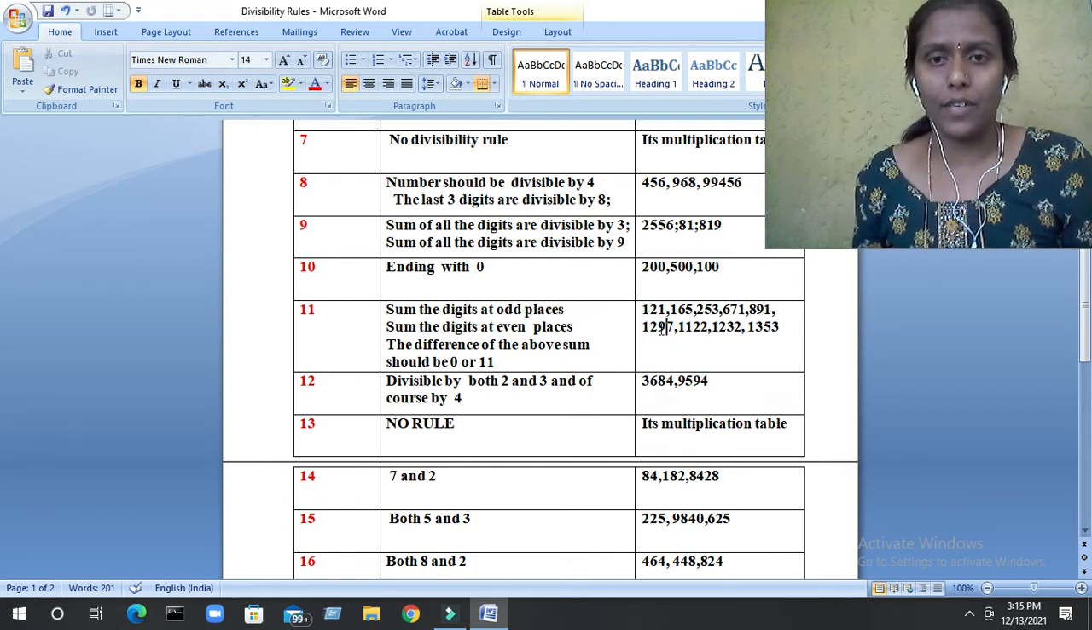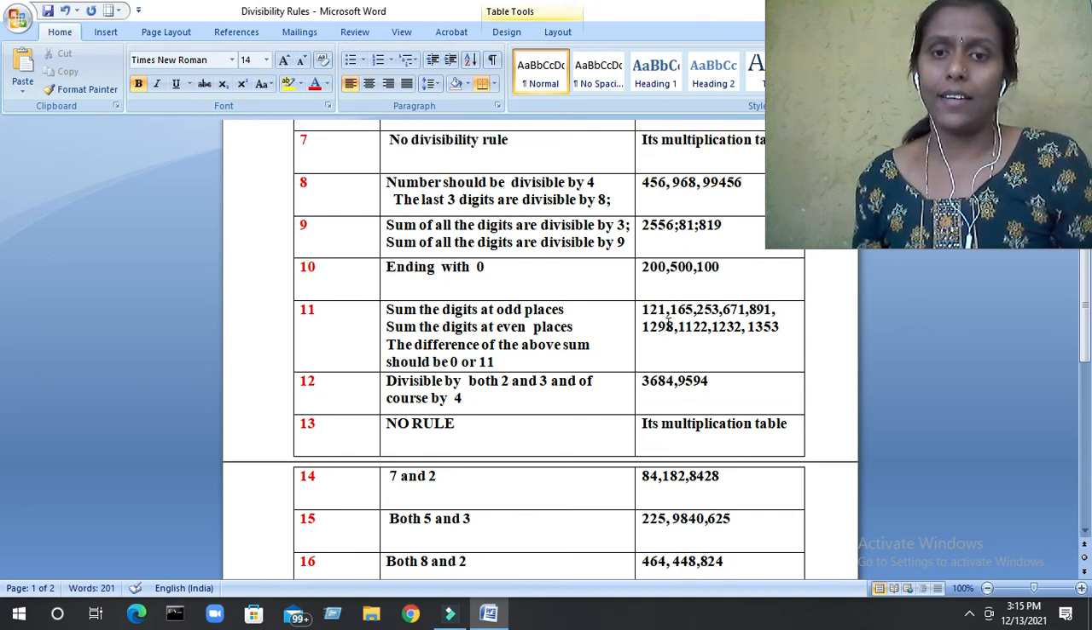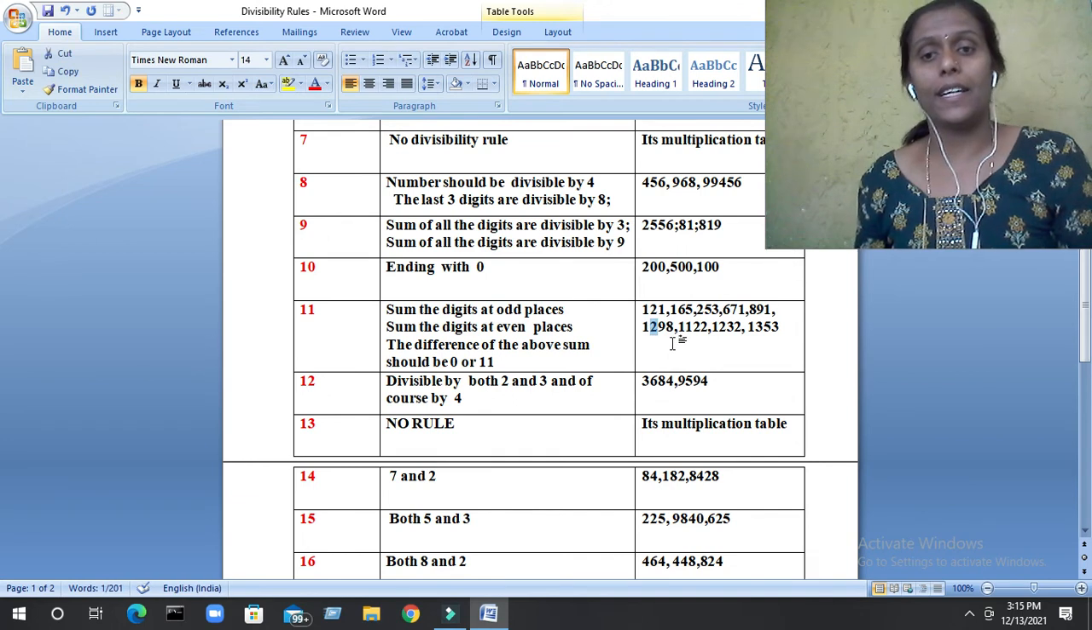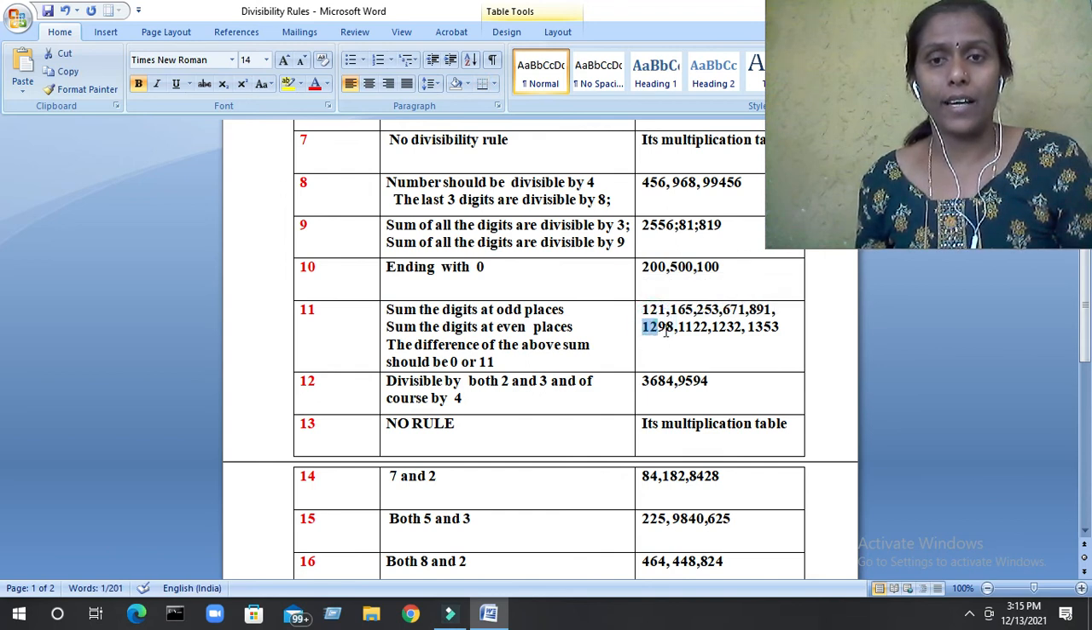Now, let us check whether it is for 8. So 2 plus 8 is 10, and then odd places 9 plus 1 is also 10. 10 minus 10 is 0. Let us cross check whether it is getting divided by 11 or not. 12, yes, divided by 11 we get 1 and 9, and 9 divided by 11 we get 8, and 8 and 8, yes, it is divisible.